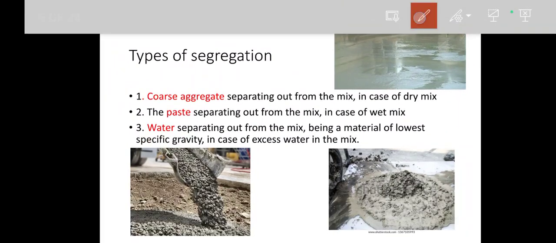Sometimes coarse aggregate will try to separate out, sometimes cement paste alone will separate out. Here you can see the cement paste is separated out, and here you can see the coarse aggregate alone coming out. Next, in the topmost picture, water alone comes to the top surface. This water coming out is dealt with in another chapter called bleeding.